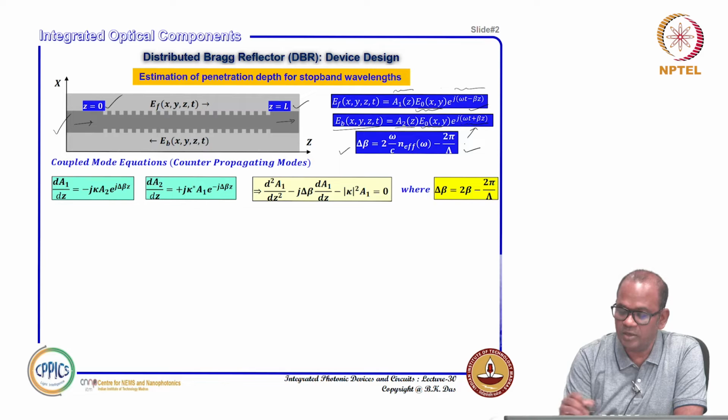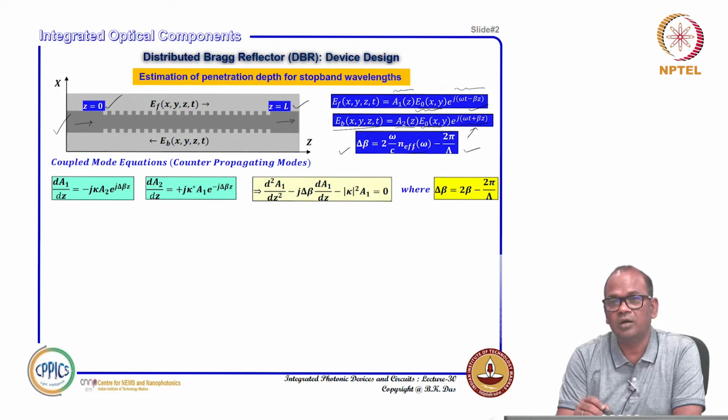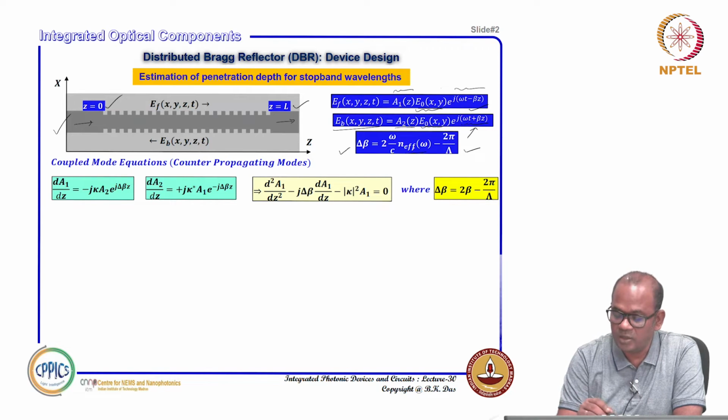We have derived earlier that the angular frequency omega gives 2 times omega by c times n effective of omega, where n effective of omega is the guided mode effective index at operating frequency omega, minus 2 pi over lambda. So delta beta equal to 0 means it is a phase matched condition, so coupling will be maximum.